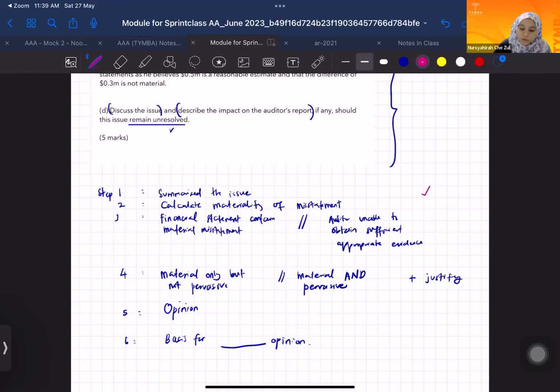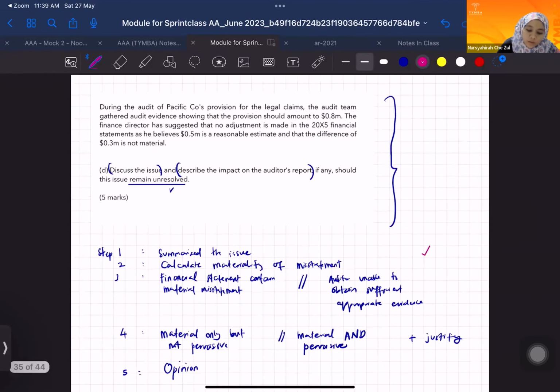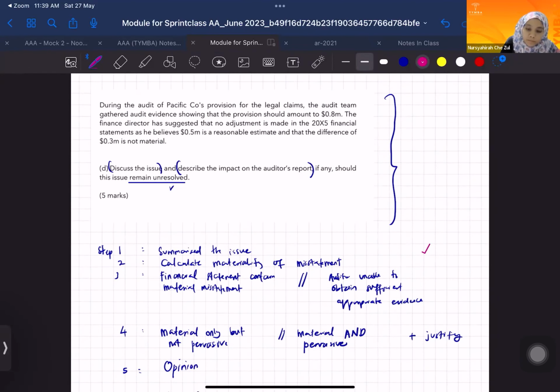How do you calculate misstatement? Now, this question: during the audit of Pacific Co, provision for the legal claim, the audit team gathered evidence showing that the provision should amount to 0.8 million. The finance director has suggested that no adjustment is made in the 2000X5 financial statements, as he believes 0.5 million is a reasonable estimate, and that the difference of 0.3 million is not material. So the examiner makes it easy for you. They already highlighted that management recorded this much, but it should be this much. So the difference or the misstatement is 0.3 million.